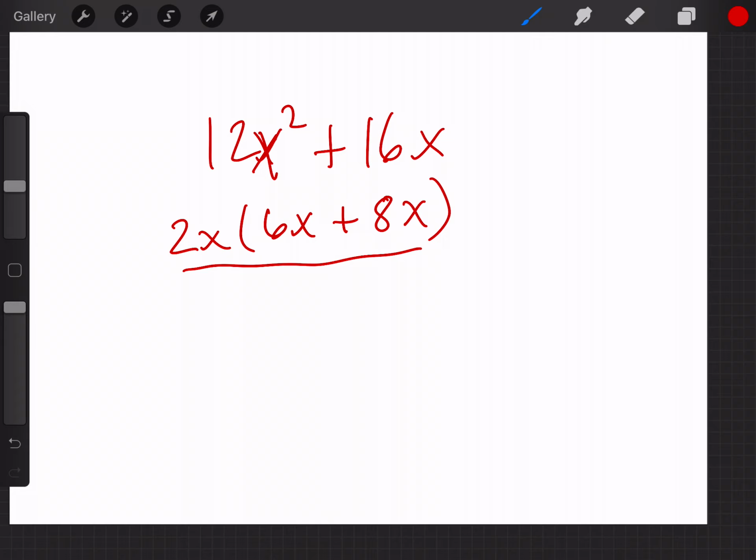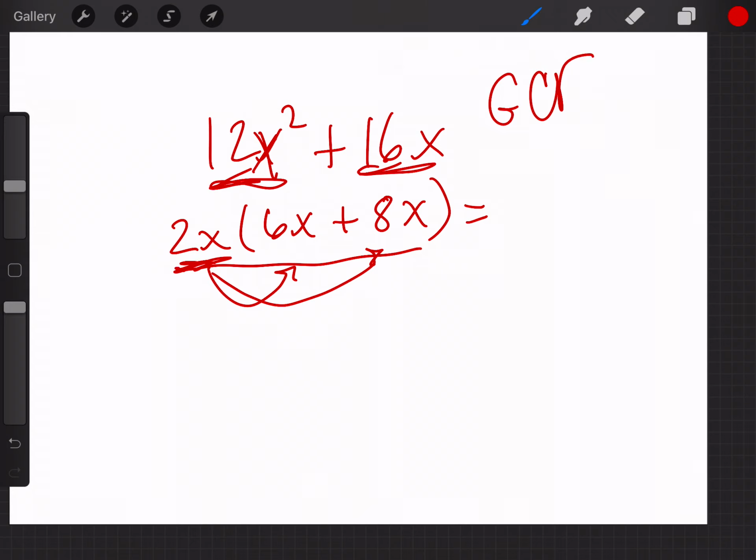Some of you said no, it was not right. And to be honest, no, it's not right. But some of you said it was right because if you distributed it, you get back the same thing, which you are correct in saying. But if you look at 12 and 16, you wanted the greatest common factor.